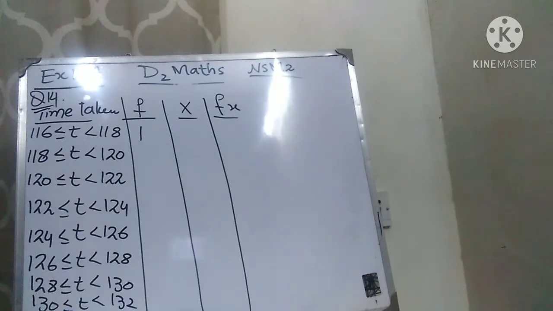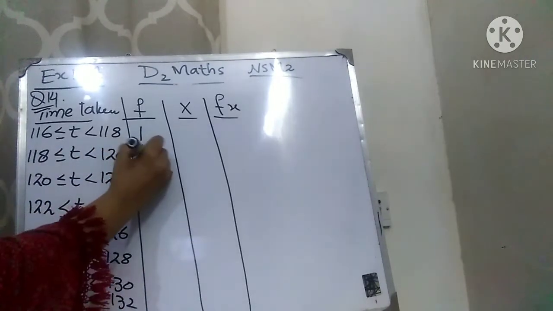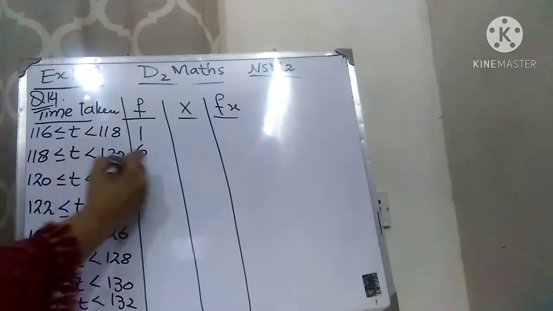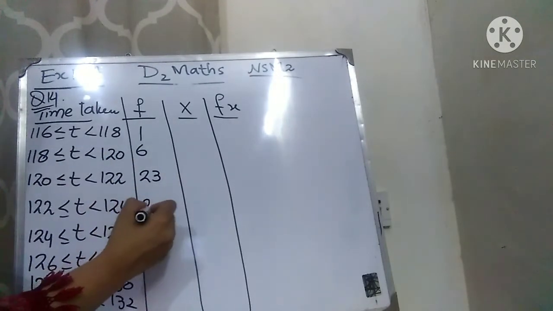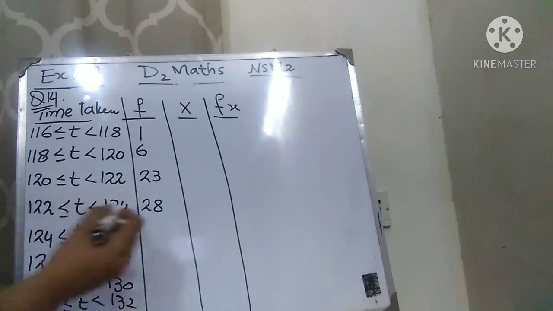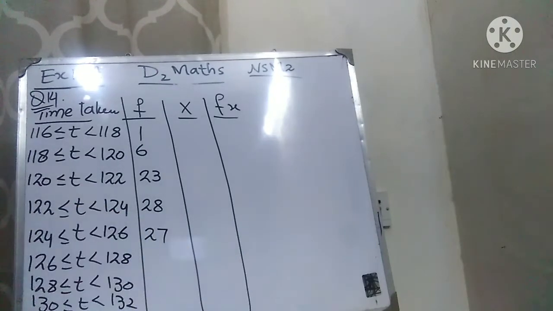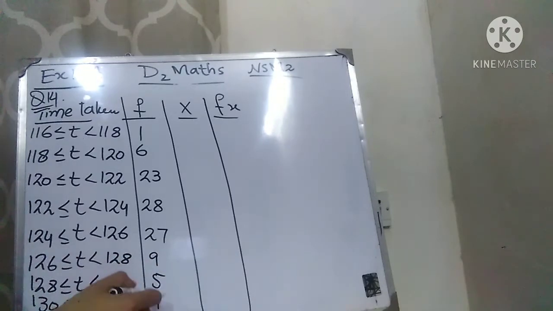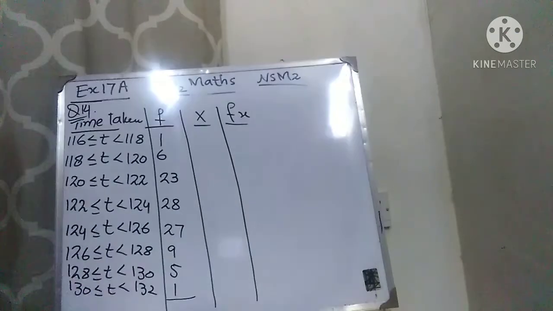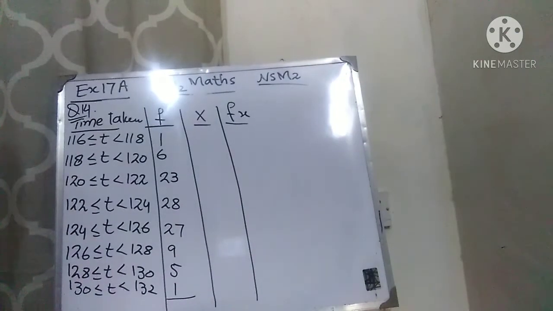Okay, 130 to 132. Now I'm going to write the frequency: 1, 6, 23, 28, 27, 9, 5, 1. So here you will add up the frequency.